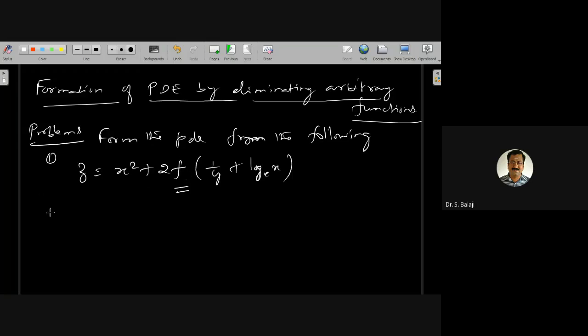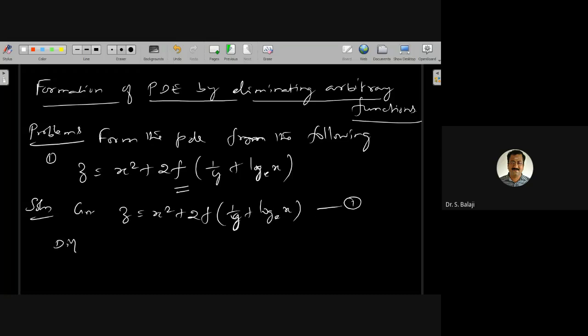Here is also the same idea. What will be the given? Then differentiate partially with respect to x and y. You can get some idea here. Given z equal to x square plus 2 times a function of 1 by y plus log x. Differentiate this one partially with respect to x.